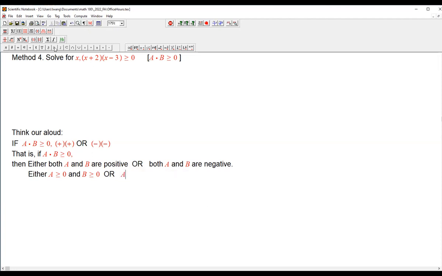Both A is less than or equal to 0, and B is less than or equal to 0. Okay, so if we have that, let's repeat this. If this is true, then either this one is true or the other one is true. Okay, so this step is critical.